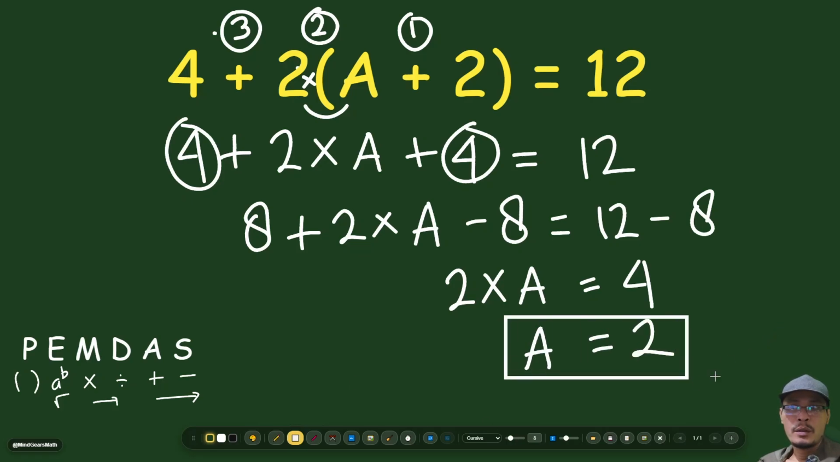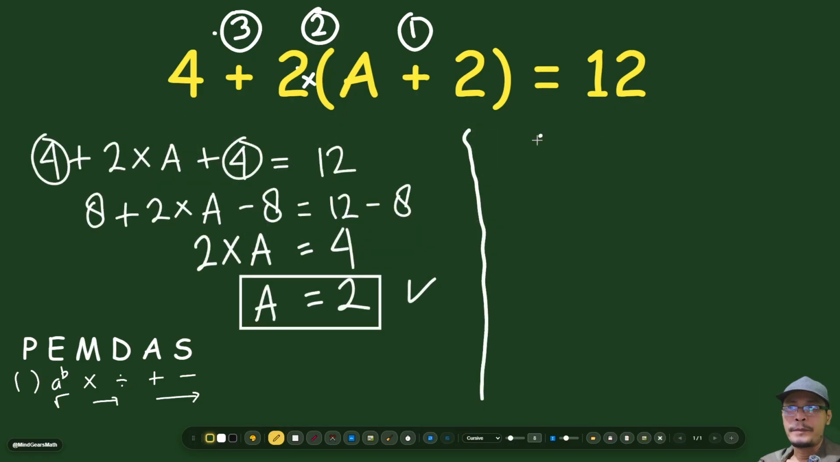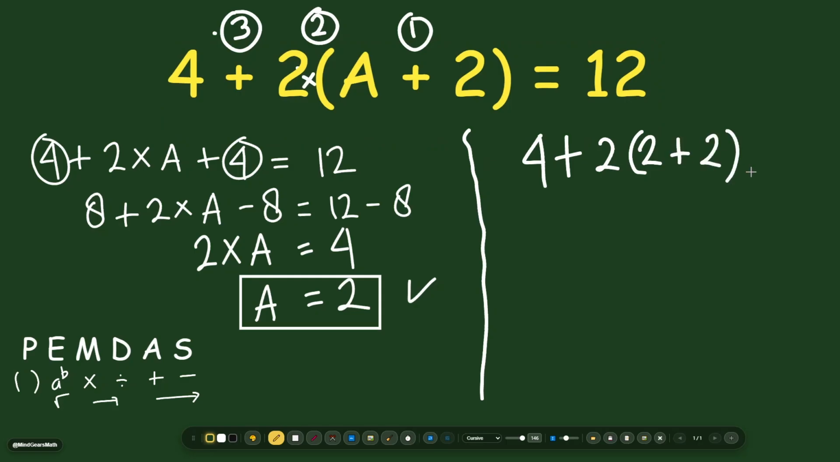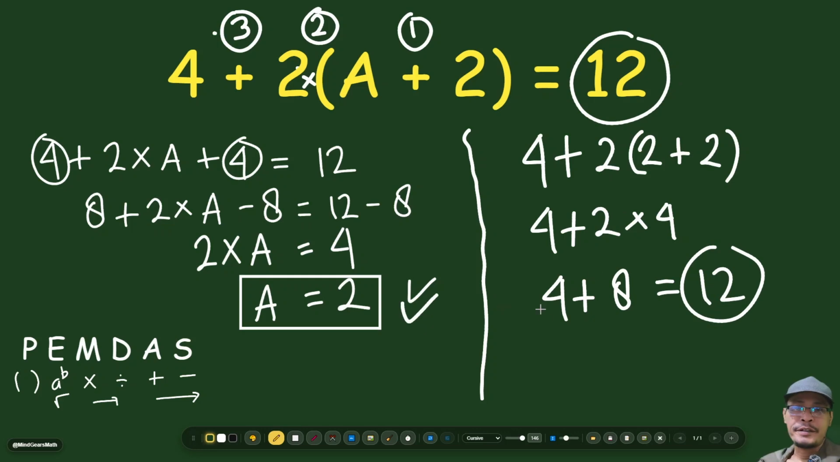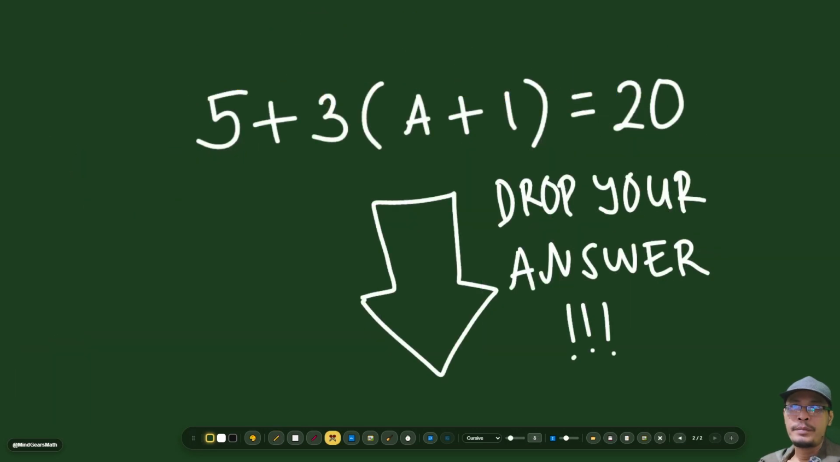2 roads, 1 destination. Now let's check it. Put 2 back into A. Now your turn. 5 plus 3 times the parentheses A plus 1 equals 20.